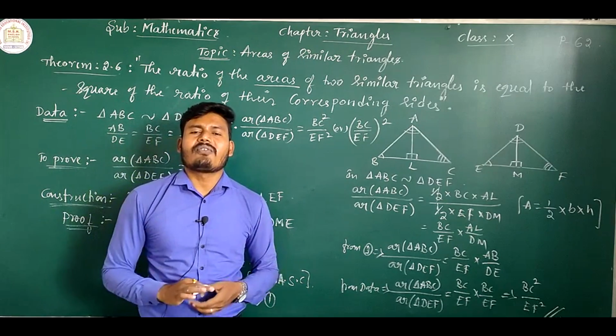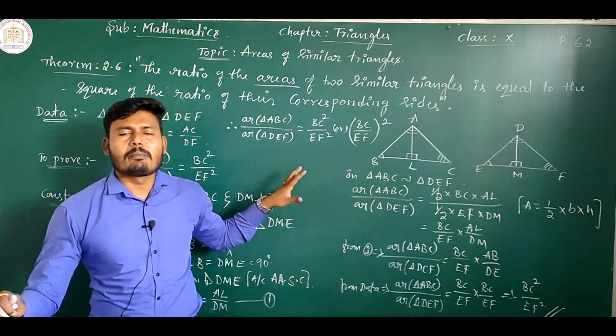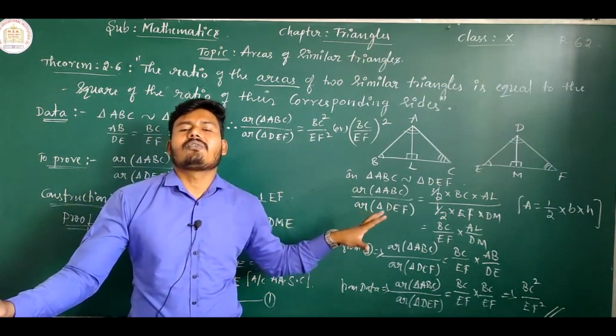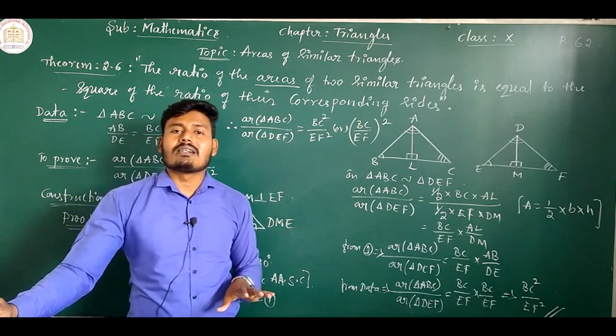So this is the proof of this theorem. I hope you all understand the proof, or simple proof, or very easiest proof of this 6.6th theorem. So that theorem is areas of similar triangles.